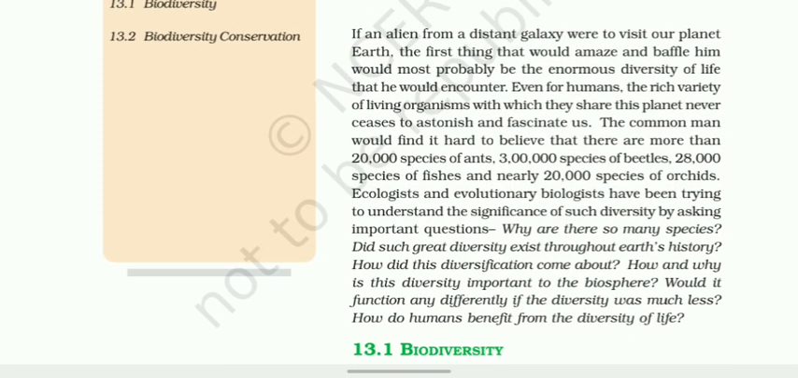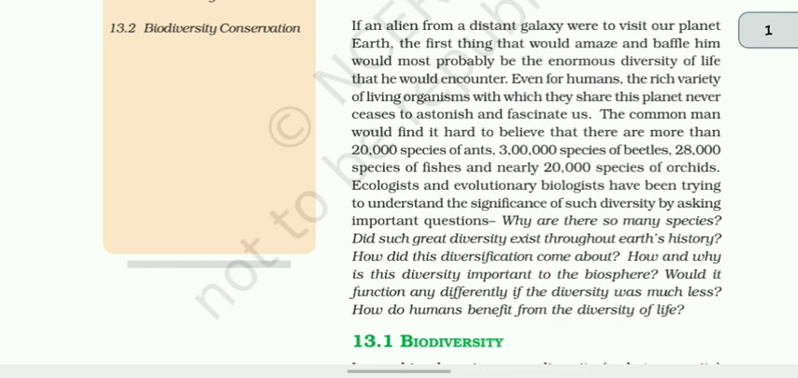If an alien from a distant galaxy were to visit our planet Earth, the first thing that would amaze and baffle him would most probably be the enormous diversity of life that he would encounter. Even for humans, the rich variety of living organisms with which they share this planet never ceases to astonish and fascinate us. The common man would find it hard to believe that there are more than 20,000 species of ants, 3 lakh species of beetles, 28,000 species of fishes, and nearly 20,000 species of orchids.